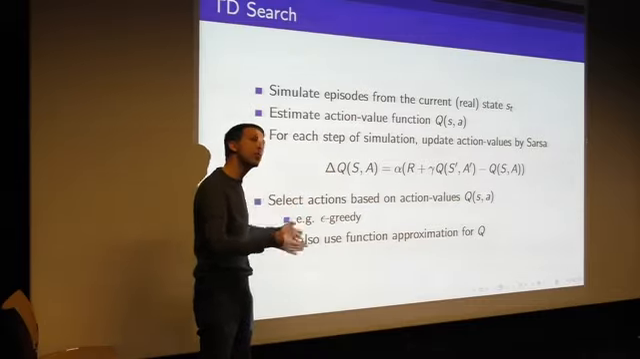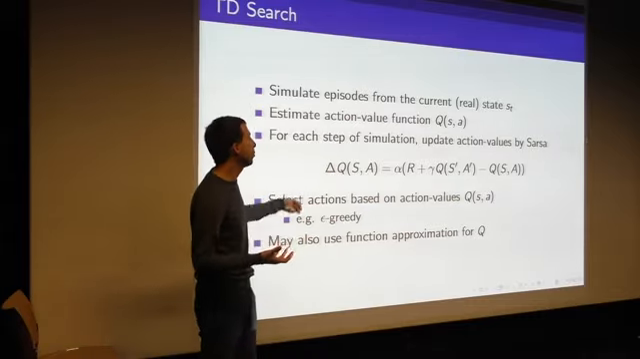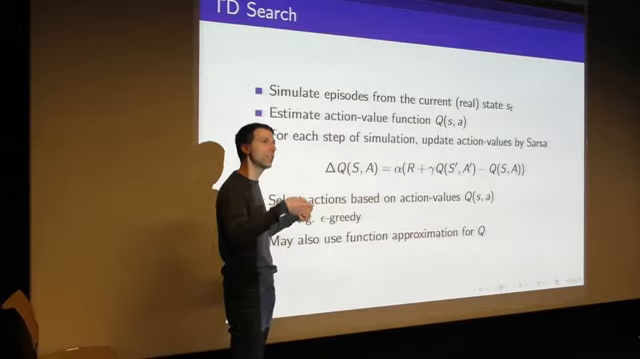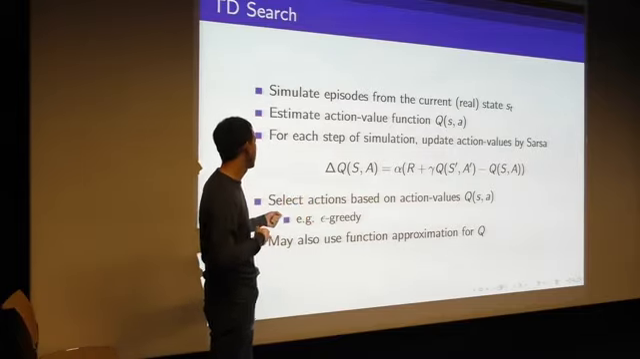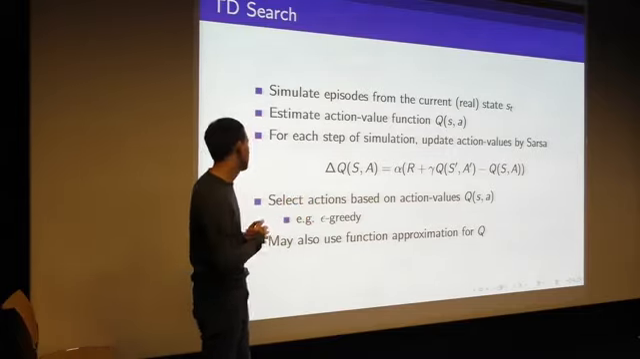So the only thing we've changed from Monte Carlo search is the way in which we update our action values. We use temporal difference learning instead of Monte Carlo learning. And that can really help things.